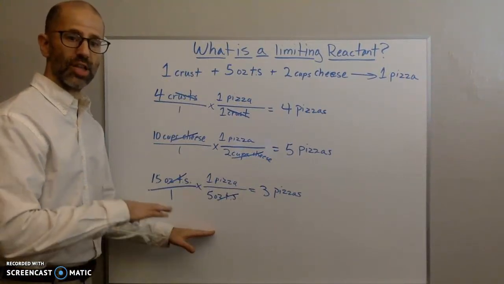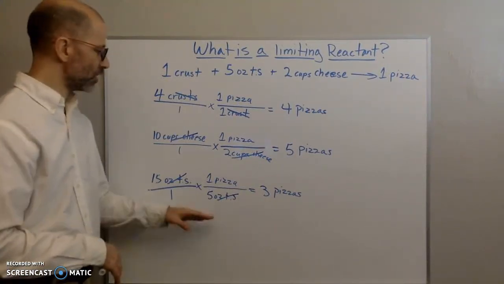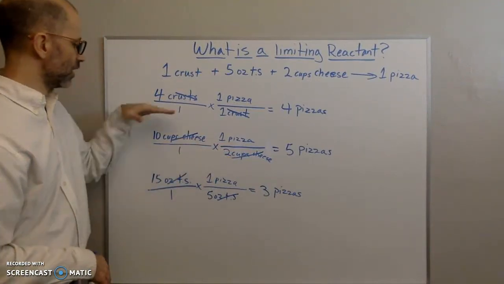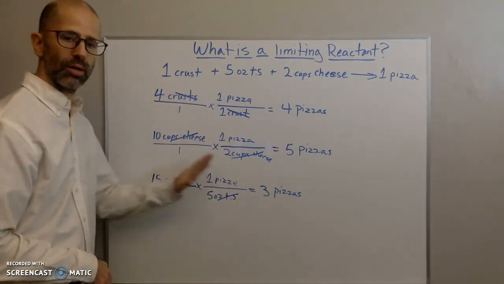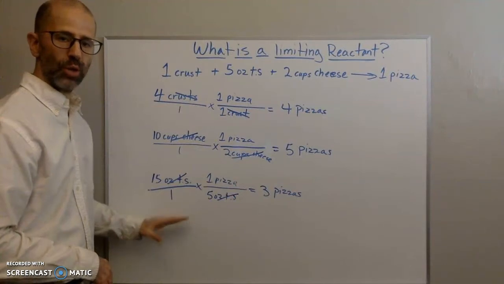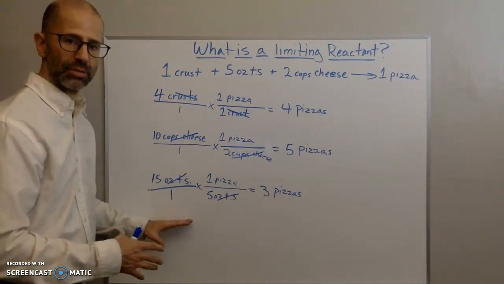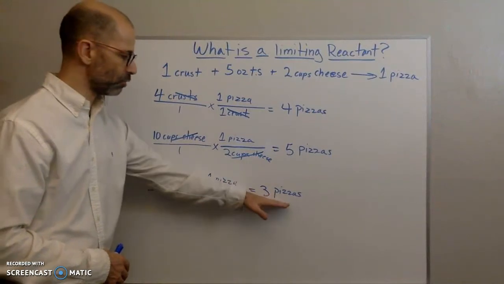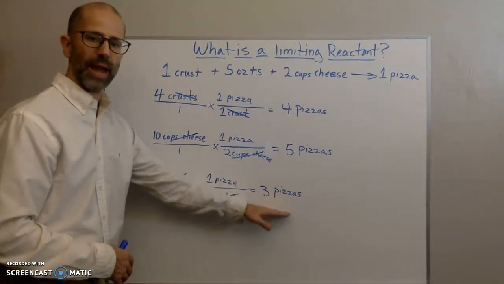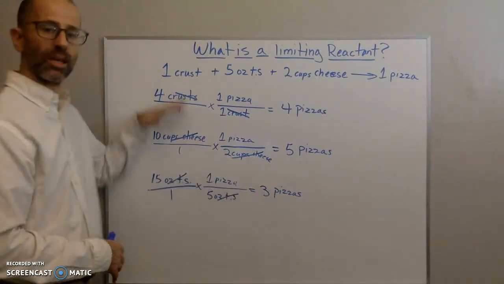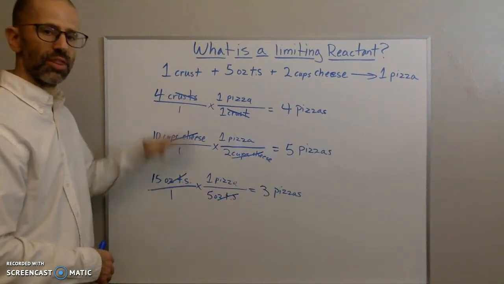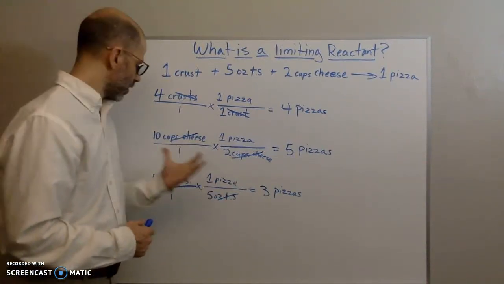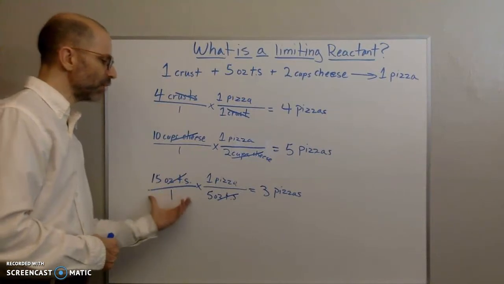So it's done, right? At this point, I have leftover ingredients. I have leftover cheese and leftover crust, but no more tomato sauce. So in my pizza making reaction, I'm now finished. I made 3 pizzas. That is the maximum amount of pizzas I can make given these amounts of each ingredient. And so the tomato sauce is my limiting reactant.